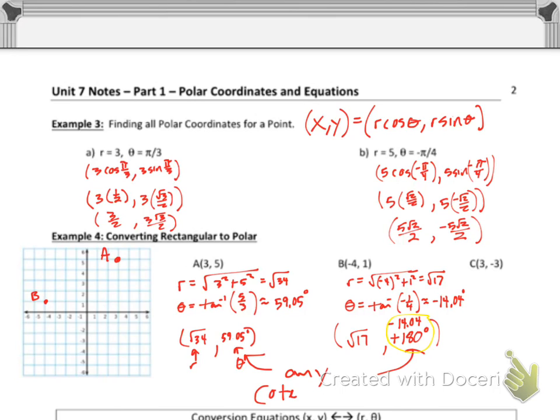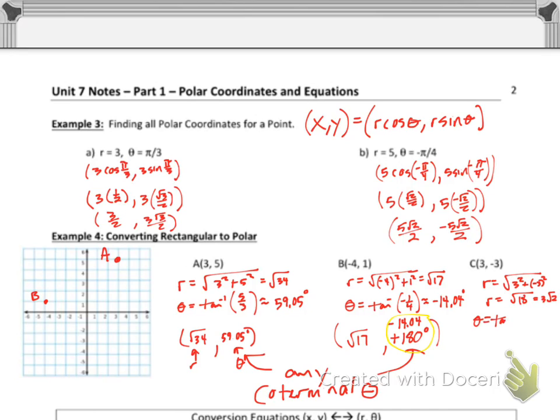Okay, so last one. Any coterminal angle works, technically, when you're doing these direction angles, but usually we just use the positive angle that's most convenient. Any coterminal would work. Remember, there's an infinite number of ways to write a polar coordinate because you can face an angle in so many ways. Okay, and then there's this last one.